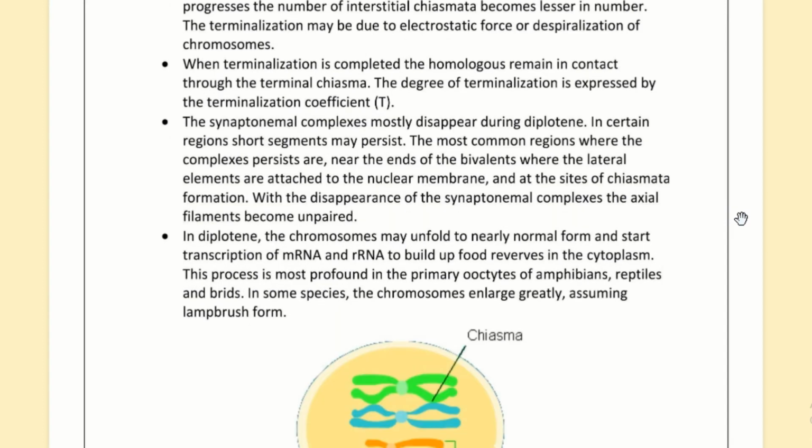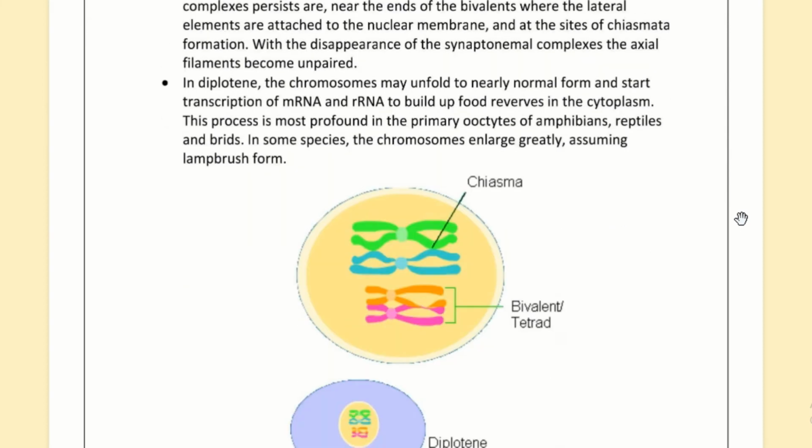Synaptonemal complexes mostly disappear during diplotene. In certain regions, short segments may persist. The most common regions where the complexes persist are near the end of the bivalent, where lateral elements are attached to the nuclear membrane, and at the site of chiasmata formation. With disappearance of the synaptonemal complexes, the axial filaments become unpaired.